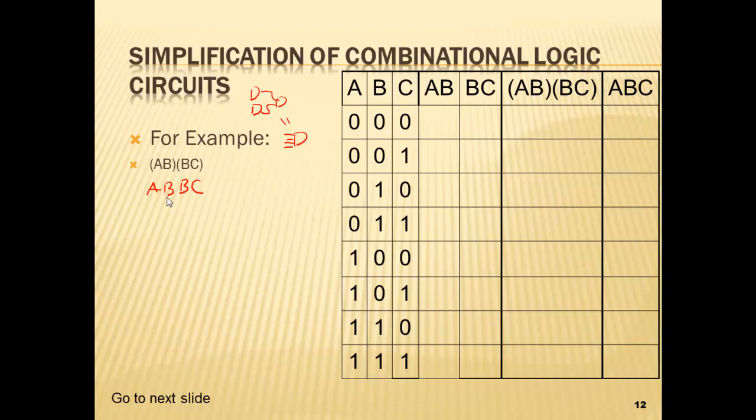So you've got A, B, B, C. Well, anything ANDed with itself, in this case the two B's, is just itself. So we actually end up with ABC. That's our simplified. That's as far as we can go right there.